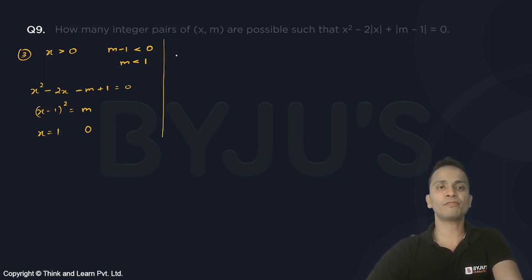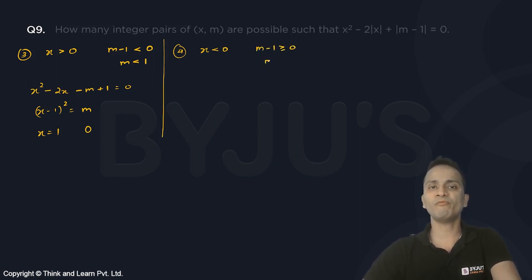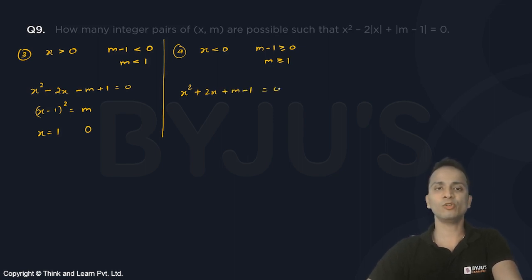Now looking at case number 4. This case will be when x is less than 0. So for x less than 0, again two cases will be made. The first case will be m minus 1 greater than or equal to 0. That means m will be greater than or equal to 1. So x less than 0, x square will remain x square, and minus 2 modulus x will become plus 2x, plus m minus 1, is equal to 0. Then again trying to make it a perfect square, x plus 1 whole square will be equal to 2 minus m.